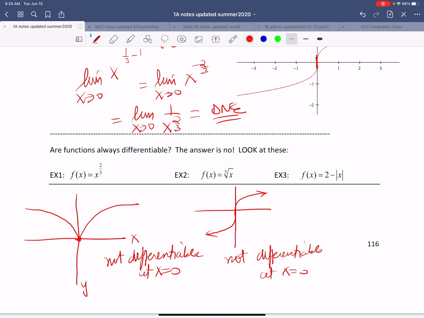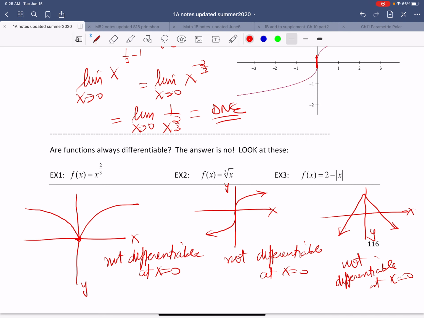at x equals 0. Absolute value 2 minus absolute value of x, that is going to be an absolute value of x graph flipped and shifted 2 units up. Not differentiable at x equals 0.